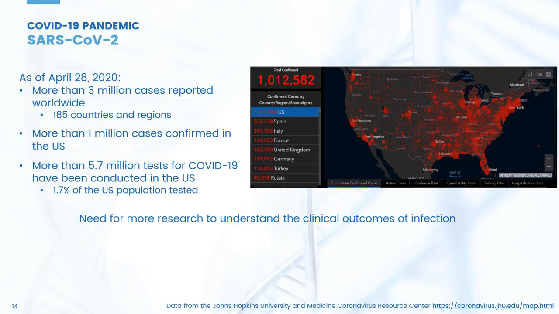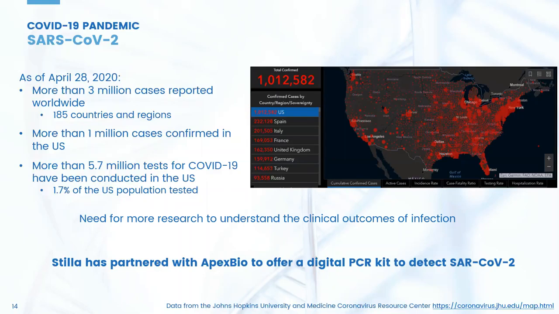In order to combat the spread and a potential second wave of infection, there is also a need for more research to understand the viral pathogenicity, but also to understand the clinical outcomes of infection. Contributing to the battle against COVID-19, Stilla has partnered with Apex Bio to offer a digital PCR kit to detect SARS-CoV-2.